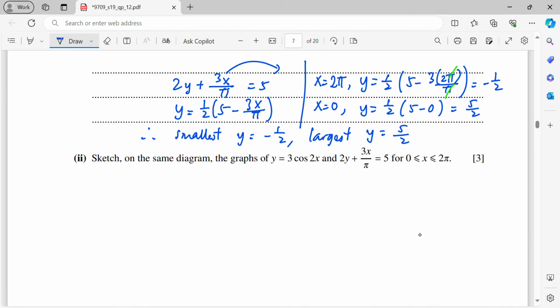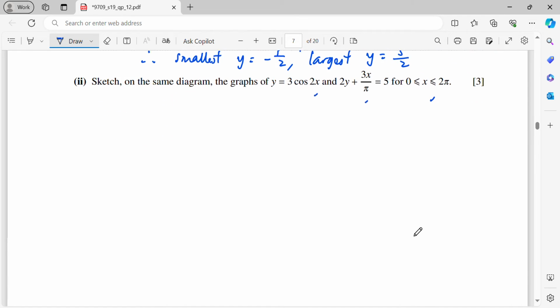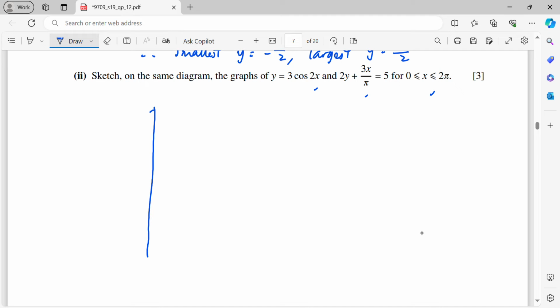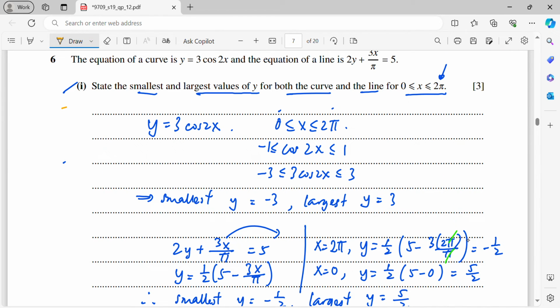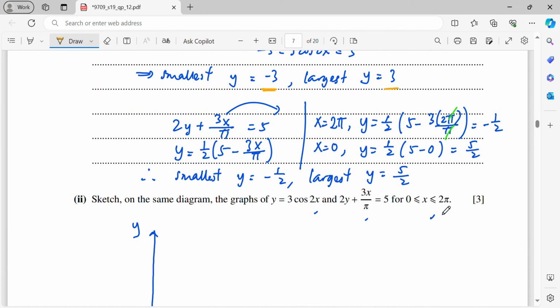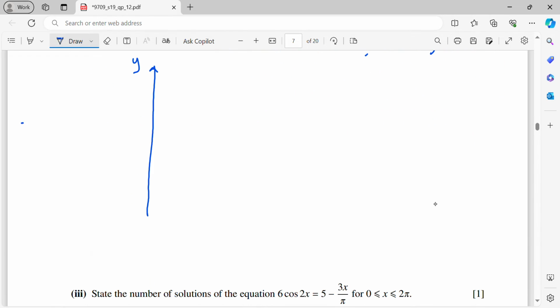Now part 2, sketch on the same diagram the 2 graphs for x from 0 to 2 pi. So from here, I will just sketch first, right? Now look at the curve. Smallest minus 3, largest 3. Okay, then the straight line, smallest negative half, largest 5 over 2. So it means that I need to draw my y-axis to include up to positive and minus 3. Let's say here 1, 2, 3. Then here is 0, minus 1, minus 2, minus 3.